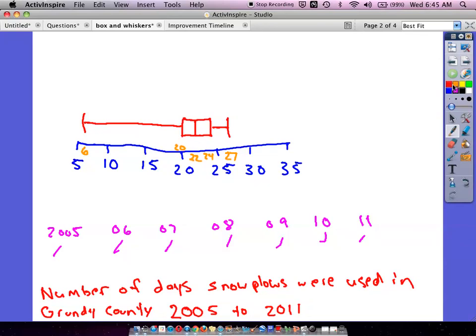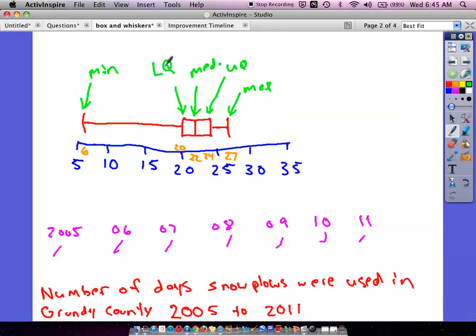So if we take a look at this graph, the first thing I want to do is label the parts so you understand what they are. That was the minimum. That was the maximum. Then we have our box in the middle. The middle of the box is the median. The bottom of the box is the lower quartile, and the top of the box is the upper quartile.